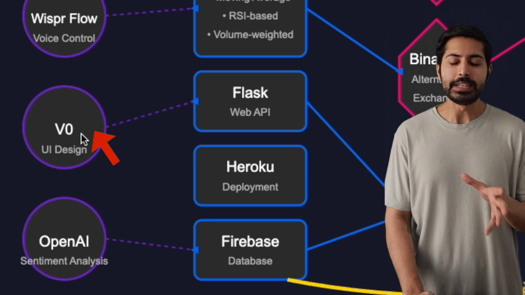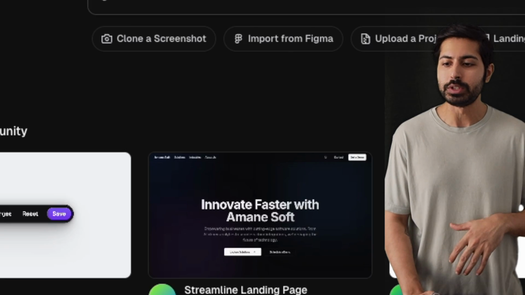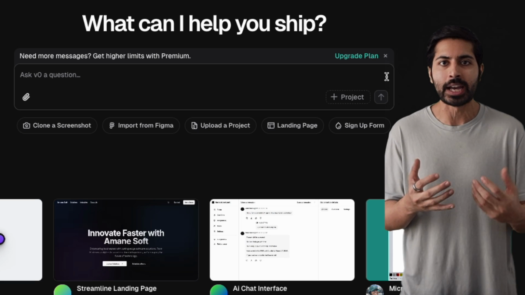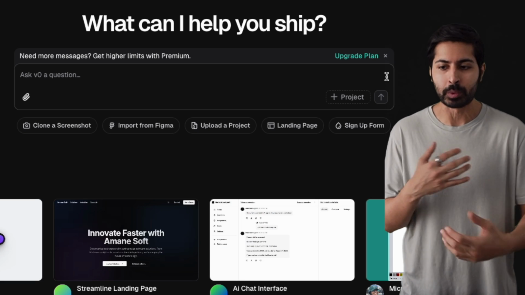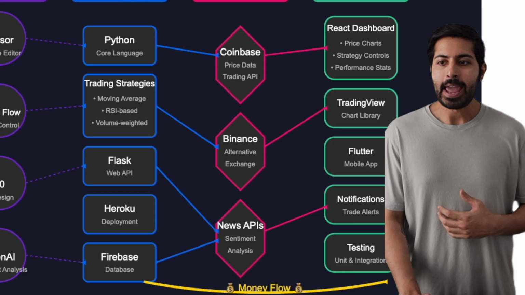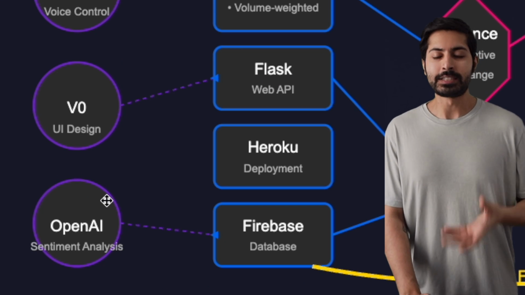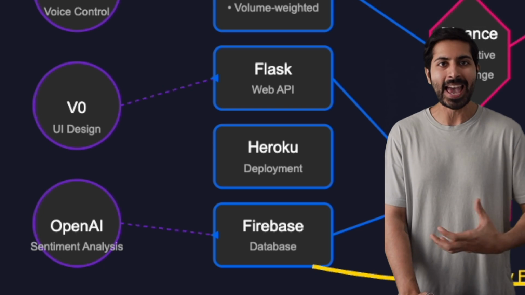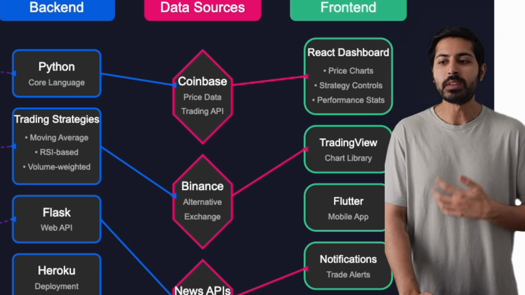And the last one is V0. V0 is a tool to design the front end for your app, the design for it. What does it look like before we actually build it, or after we can use it to refine it? And of course, OpenAI is going to be our AI of choice to do sentiment analysis by interpreting all of these X posts that are coming in real time.